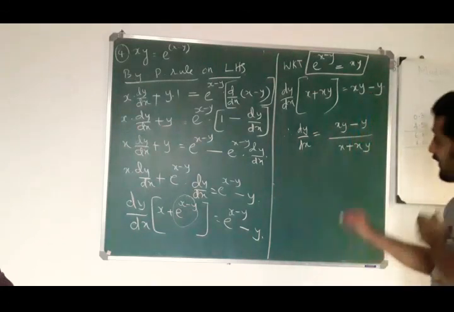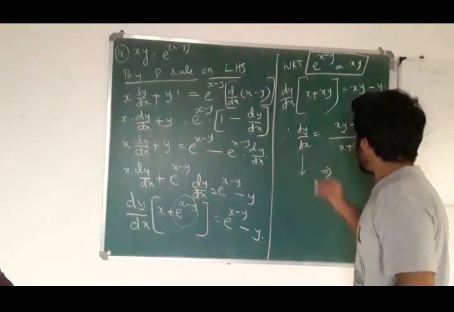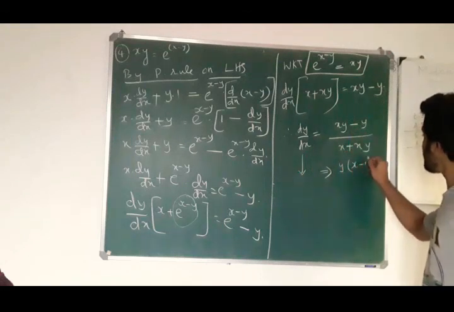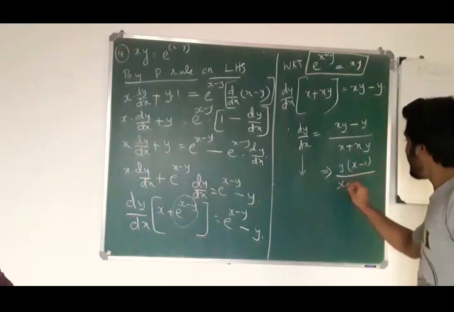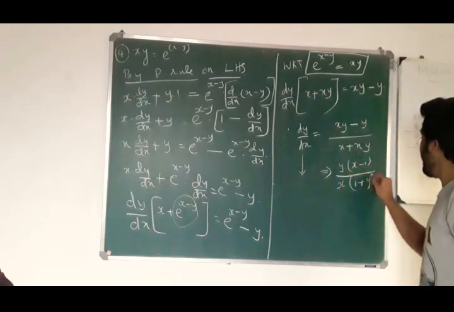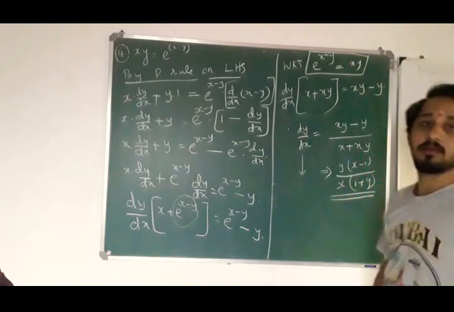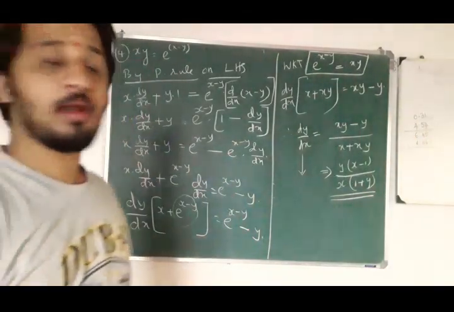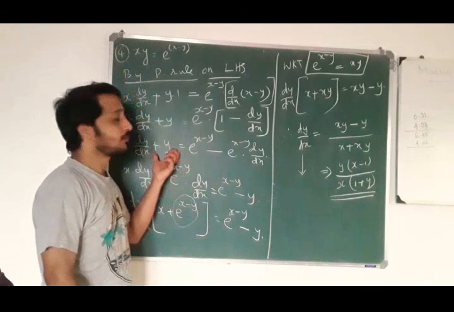This implies that dy by dx is equal to, in the numerator I can take y outside, that is x minus 1. In the denominator I have x, I can take outside, that is 1 plus y. So the required answer. Very important problem, xy is equal to e power x minus y. Is it clear to everyone?